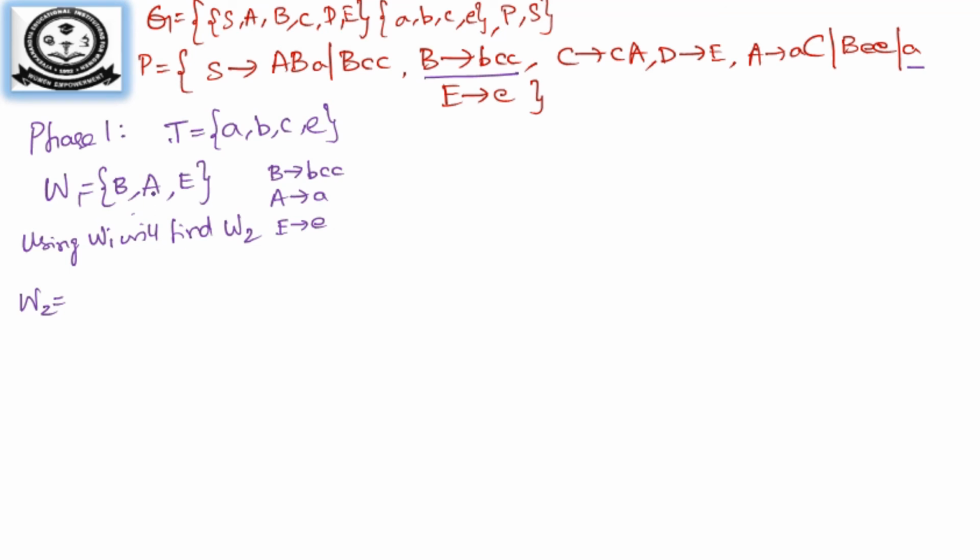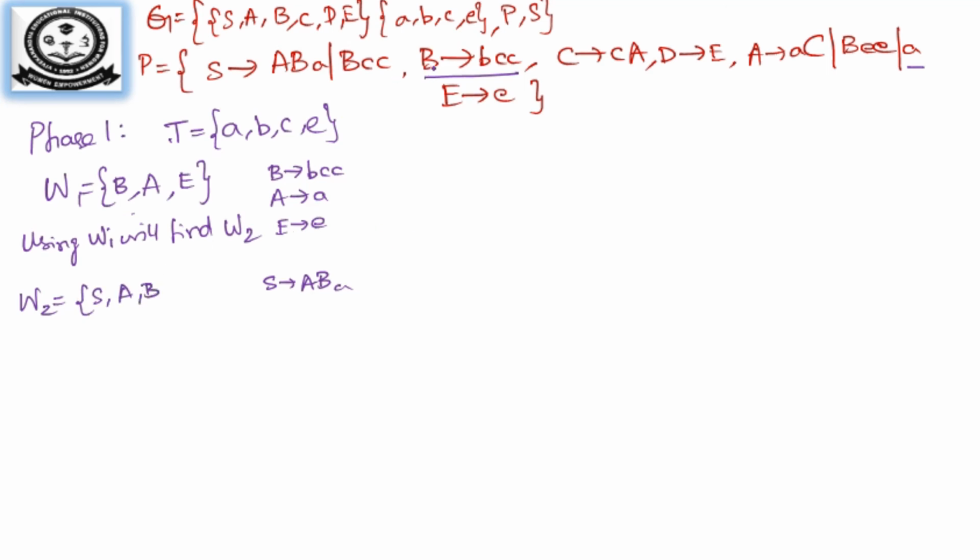So try to find which are the productions that can derive B, A, E. When you take the first rule, we have S tends to capital A, B and small a. Both A and B are in W1, so I can include S, A and B.